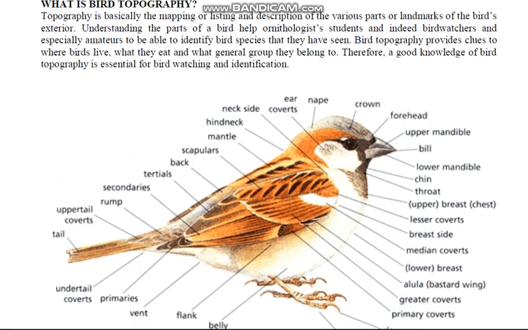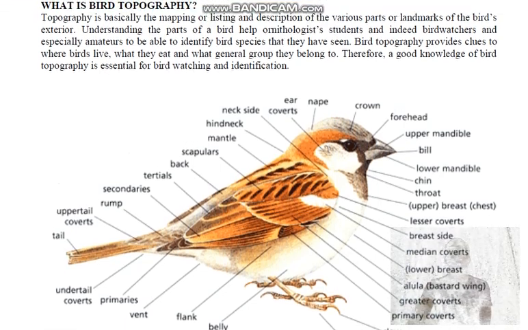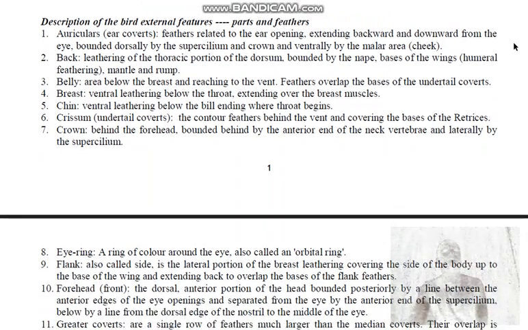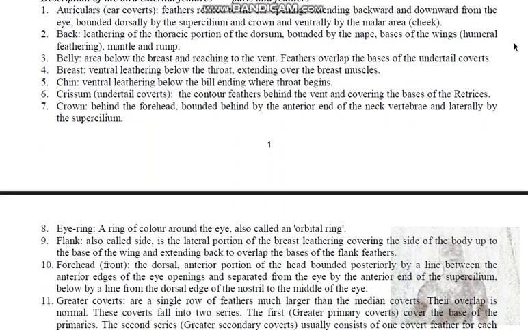Now, keeping on, we're going to talk about these one by one, as we've seen from the topography of a sparrow. We'll start with the ear covert, or auricular covert. These are the feathers that cover the ear opening. They extend backward and downward from the eye boundary, bounded dorsally by the supercilium and the crown, and ventrally by the malar area.